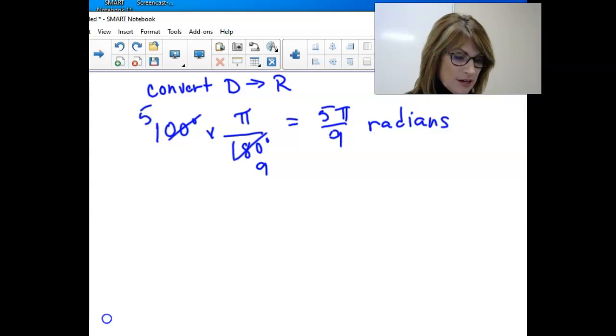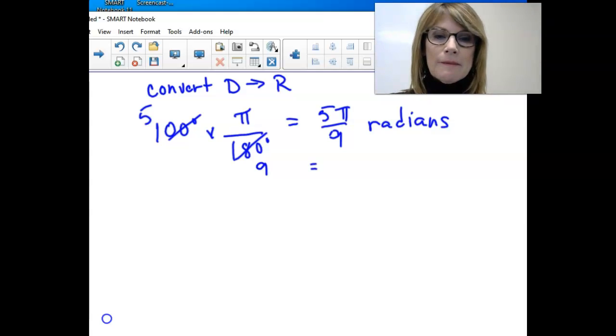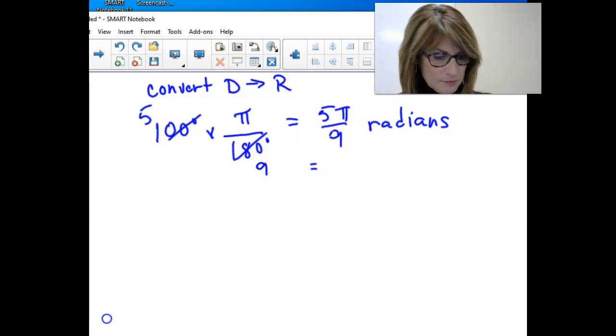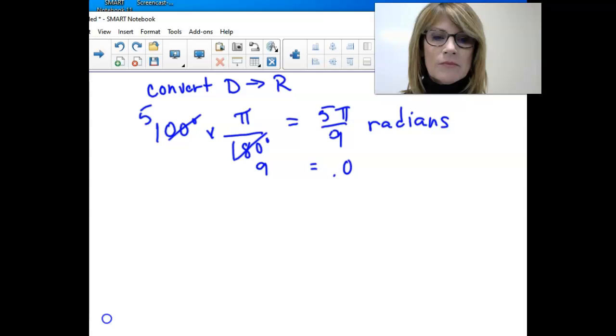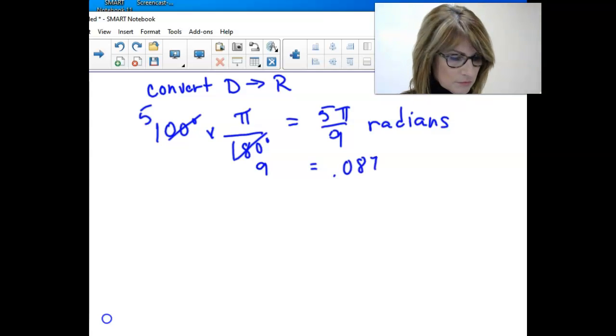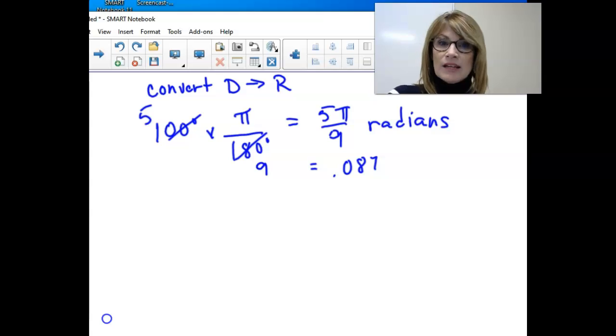You could also do that as a decimal. 5 times pi divided by 180 is .087 radians. Okay, so we can do that either way.